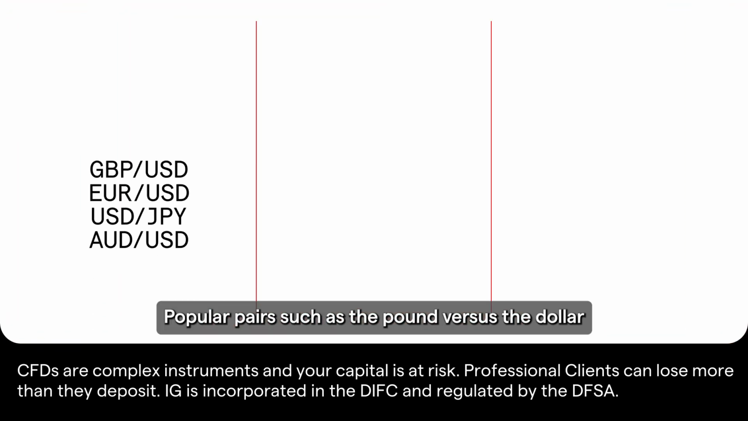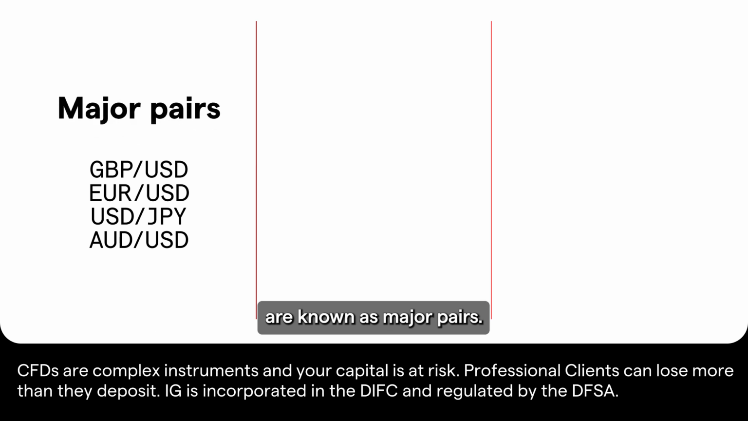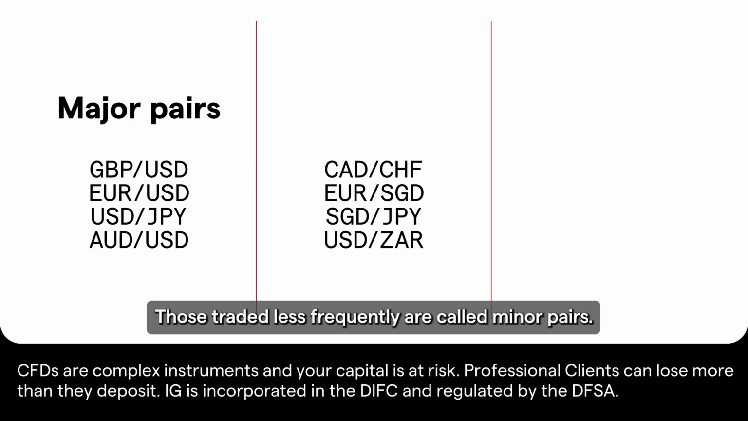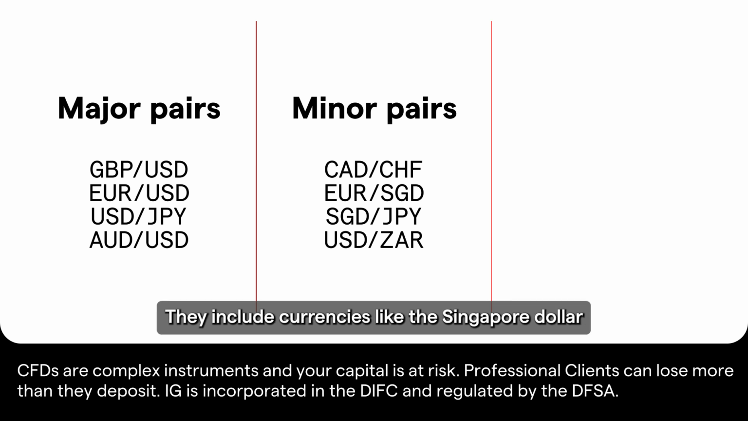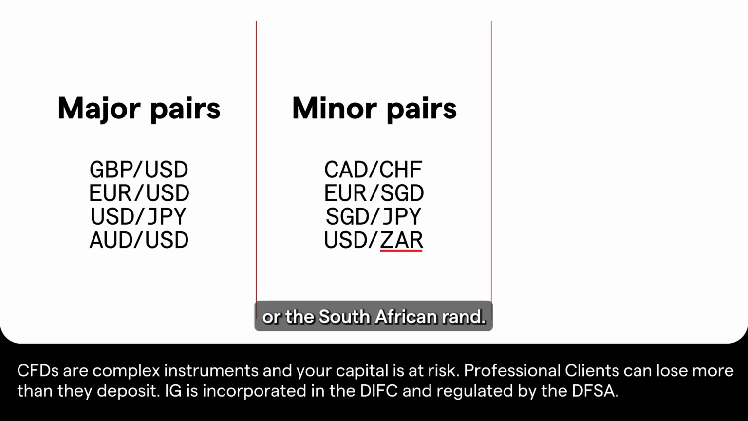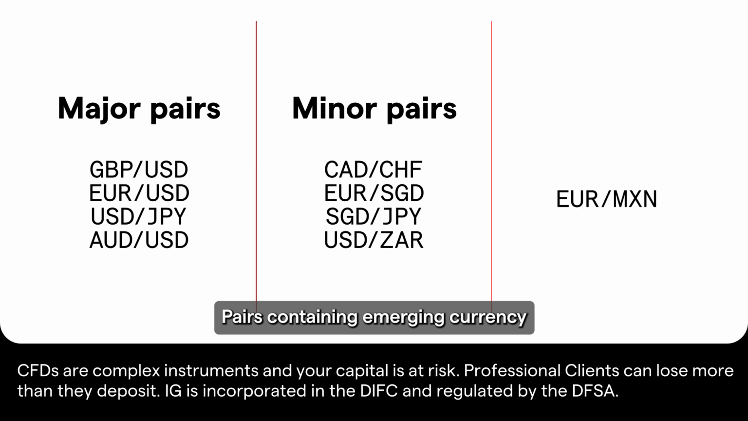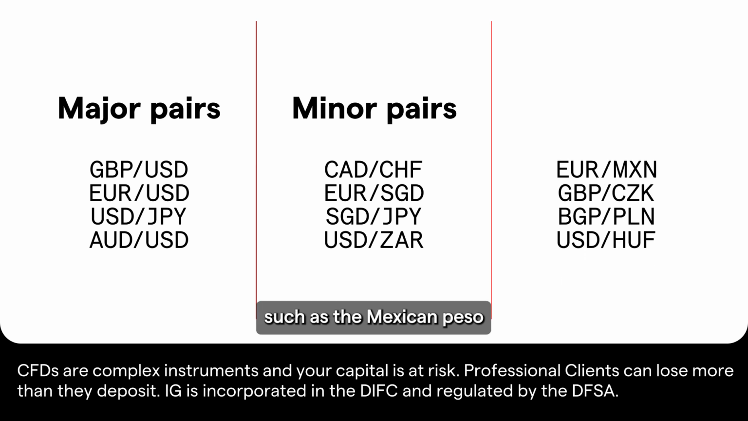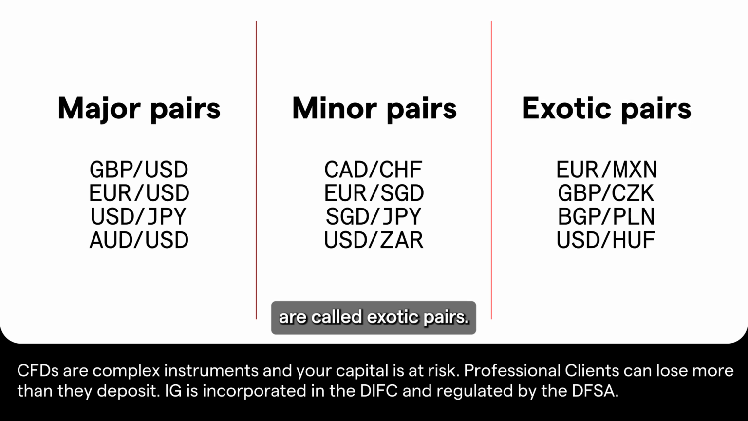Popular pairs such as the pound versus the dollar are known as major pairs. Those traded less frequently are called minor pairs. They include currencies like the Singapore dollar or the South African rand. Pairs containing emerging currency, such as the Mexican peso or the Polish zloty, are called exotic pairs.